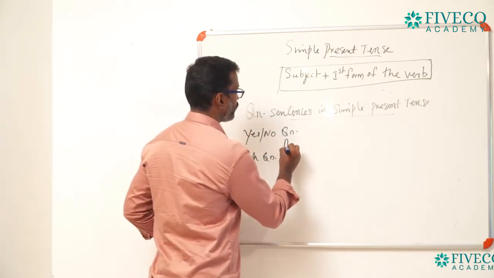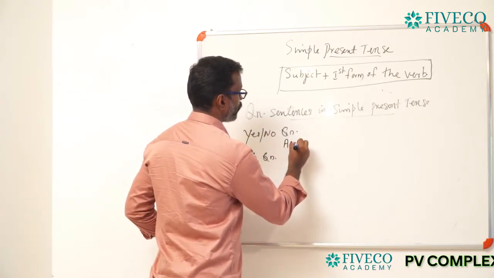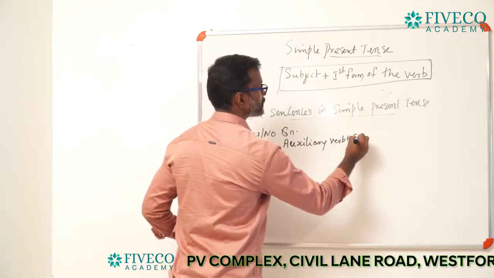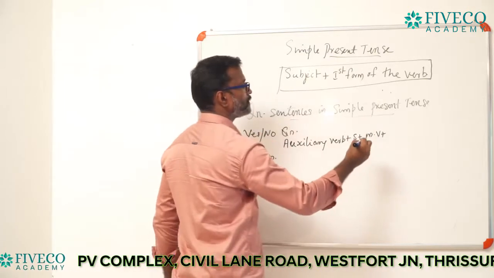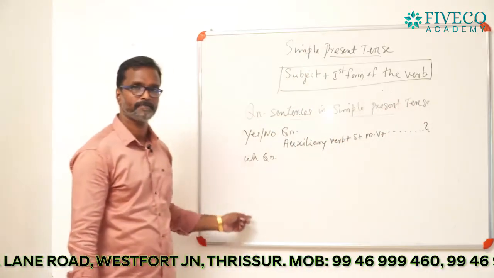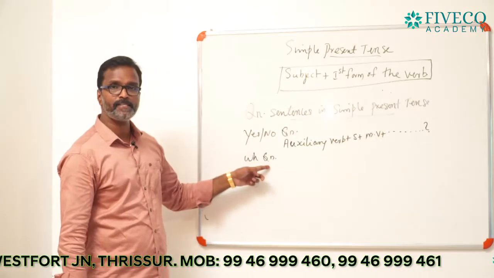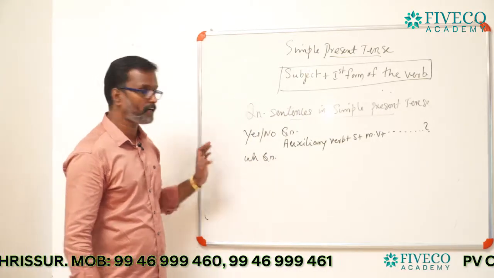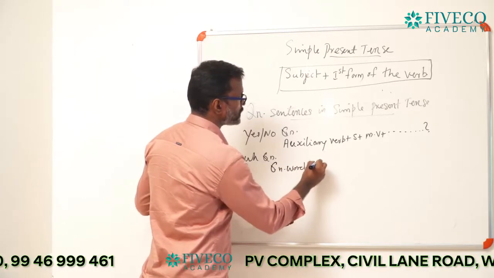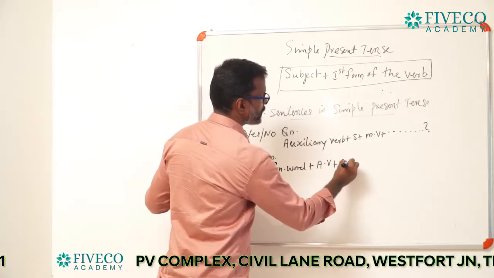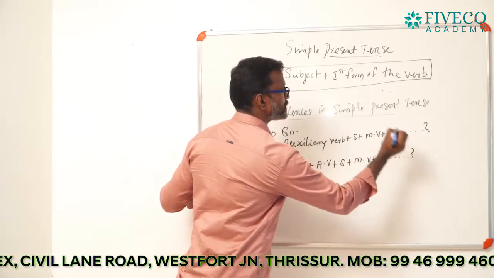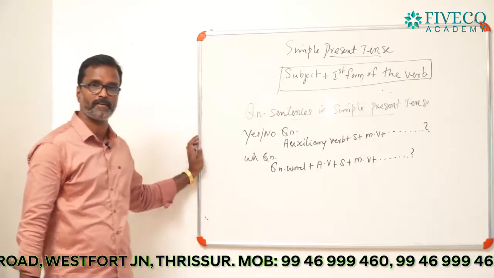I mean, auxiliary verb plus subject plus main verb plus remaining portion of the sentence. Finally, you have to put a question mark. And for WH question, it also has a formula: question word plus auxiliary verb plus subject plus main verb and the remaining portion of the sentence. Finally, you have to put a question mark.